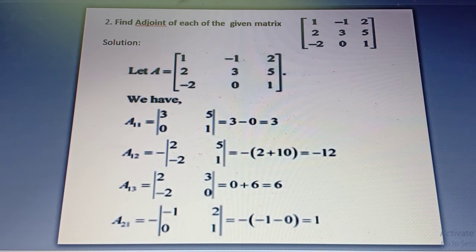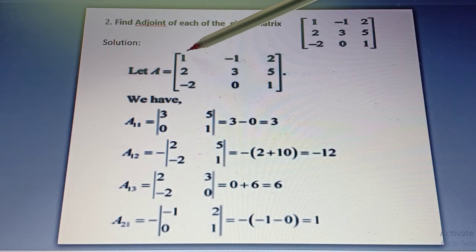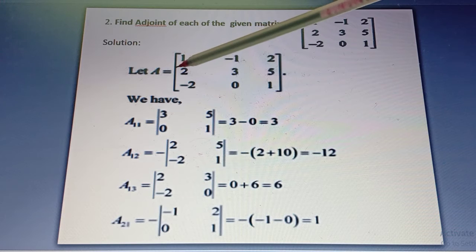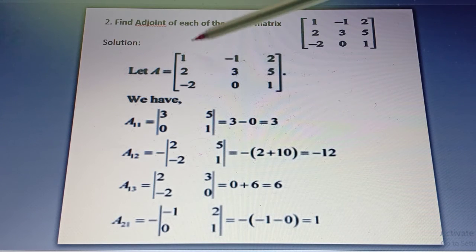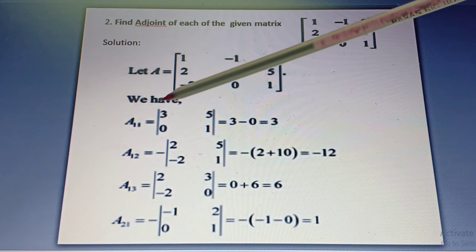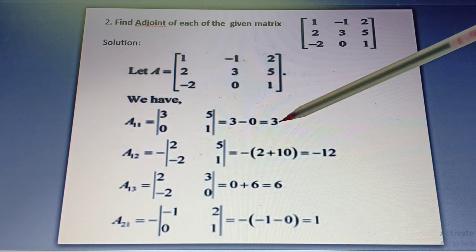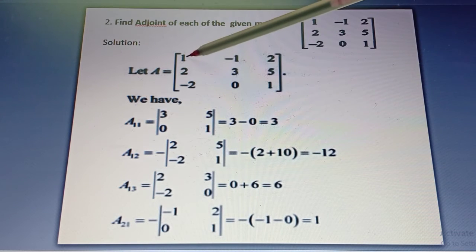A11 is the cofactor of the first element 1. If you delete the corresponding row and corresponding column, the elements are 3, 5, 1, 0, and after expanding, 3 minus 5, 3 minus 0 is 3. So 3 is the cofactor of 1.